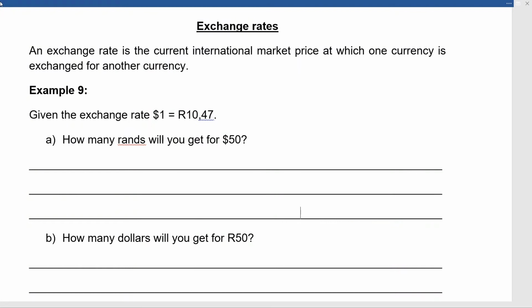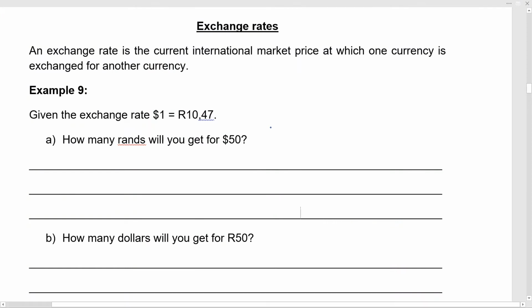Exchange rates are probably something that you are used to hearing about in the news, or if you are ever traveling, you will have used an exchange rate to convert money from one currency into the next. Exchange rates change in real time, all the time. So when you get a rate like what we're giving you here, $1 is 10 Rand 47, expect that to change all the time. It's not the same as VAT, which is consistently 15%. Exchange rates are things that can flow throughout the day.